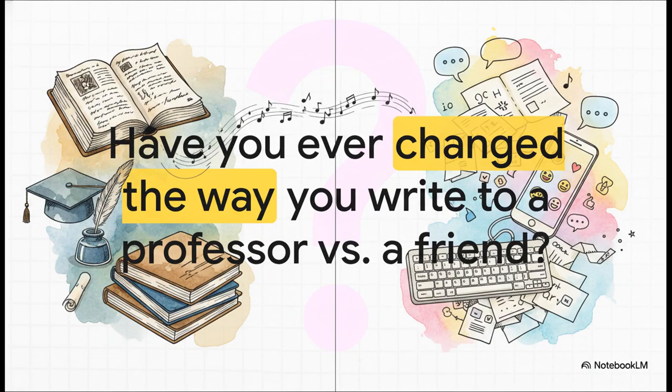The email you send to a professor, it's probably formal, carefully constructed sentences, proper grammar. But the text you send to your best friend, it's probably loaded with slang, abbreviations, and a ton of emojis. Of course you switch. You just naturally adapt your language to the situation, probably without even thinking about it.